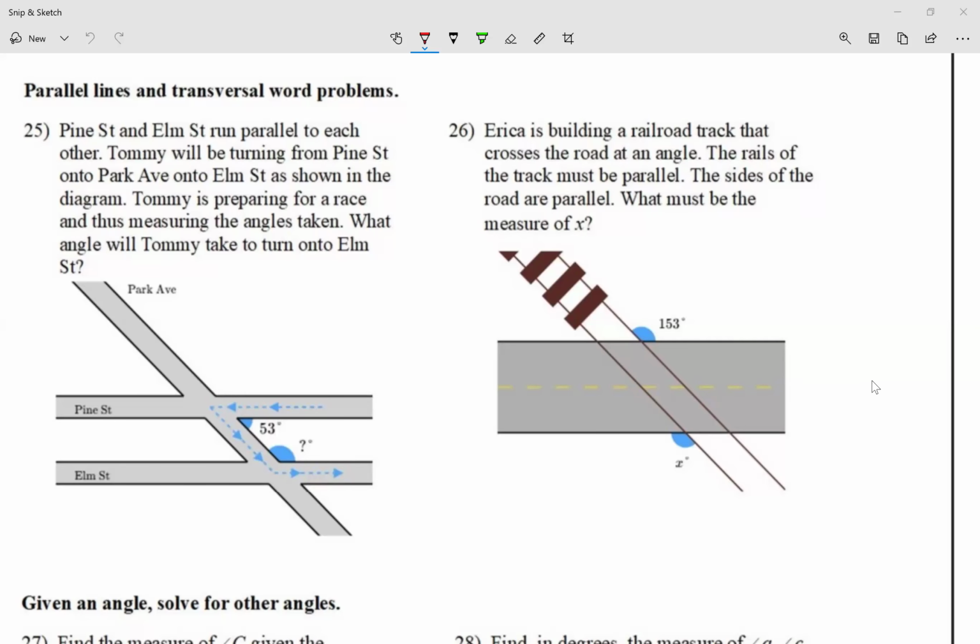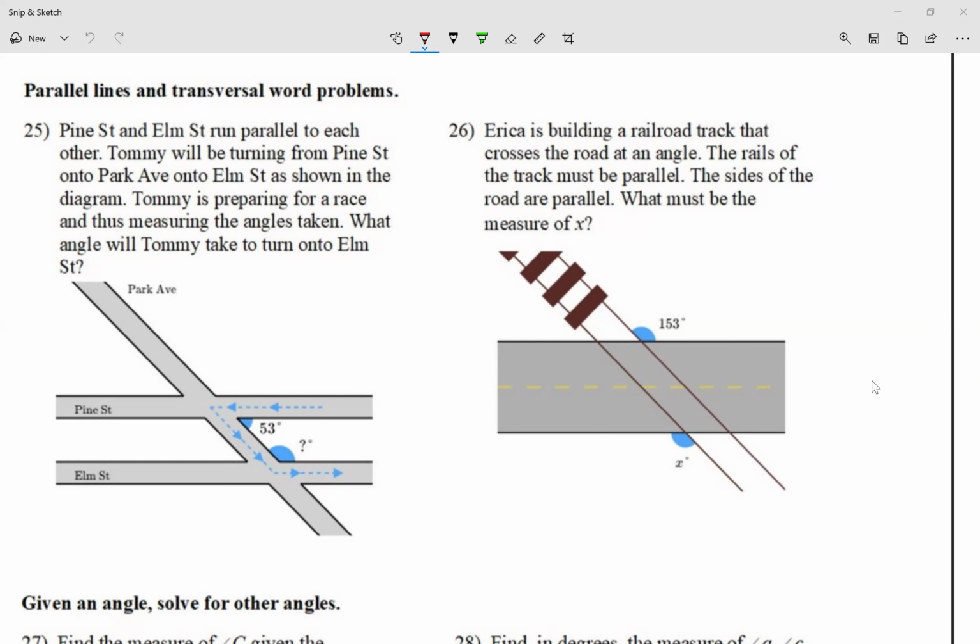Okay, we're going to be dealing with word problems now, but we're still dealing with parallel lines and the transversal. Remember, we know six names: adjacent, corresponding, vertical, alternate interior, alternate exterior, same side interior. So we're going to be dealing with those. We talked about those before. So let's see what we have here.